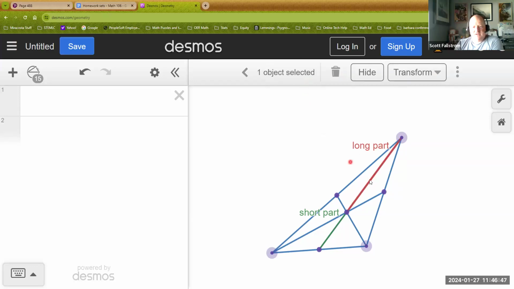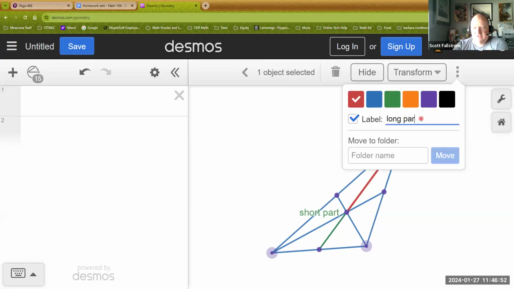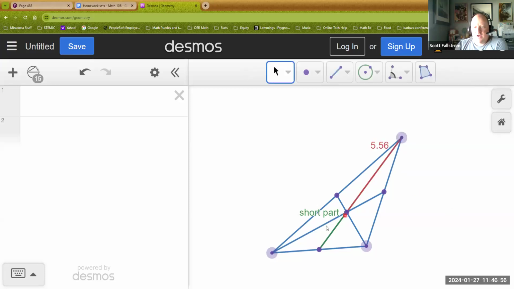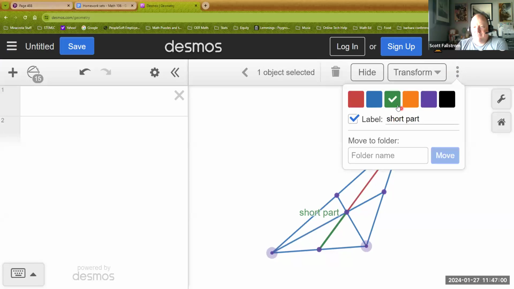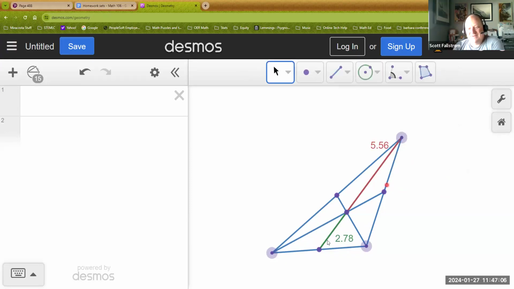One object selected. Ooh, what if I didn't label it? What if I just said label it? Would it just give me the length? Oh, there we go. I'll figure out what they're trying to do to us here. Okay, there we go. So watch this. Take a look. 2.78 and 5.56. If you took the lengths and you divided them, you might get a really nice number.